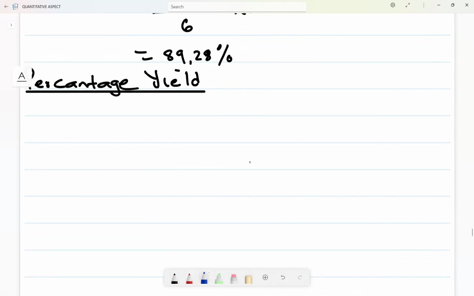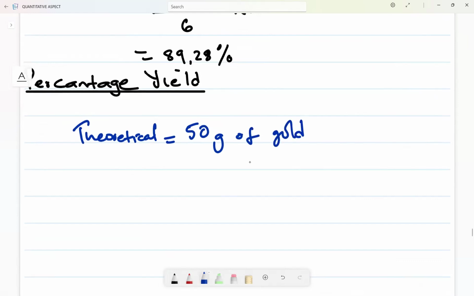What we do in class, we call it a theory. So it means you need to do theoretical calculations. The theoretical calculations say that when you go to the mine, you're gonna get 50 grams of gold. This is the theoretical, the one that you calculate.